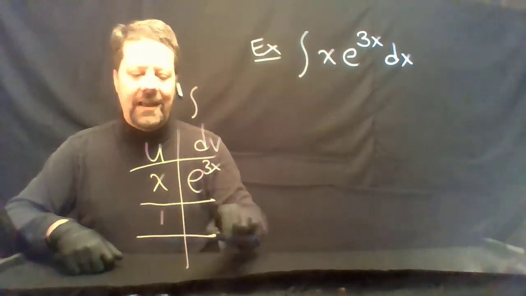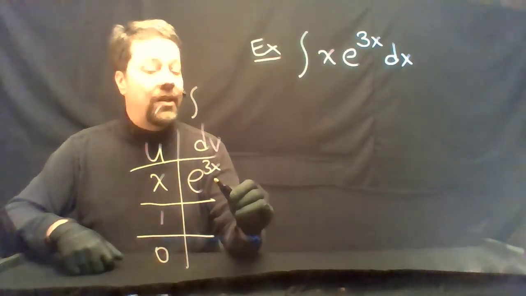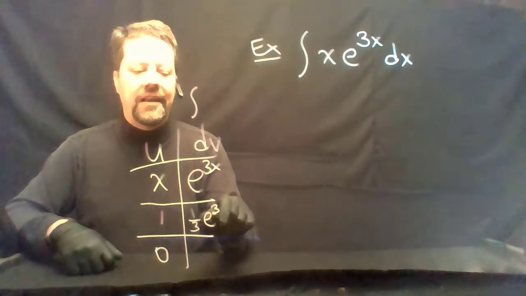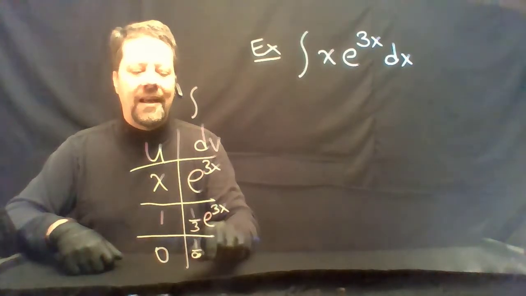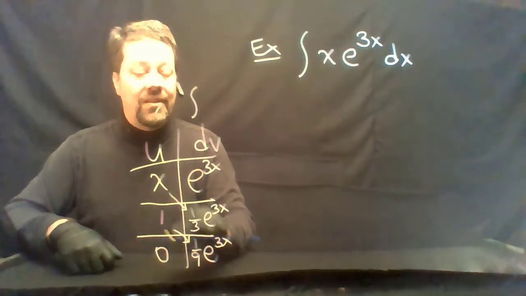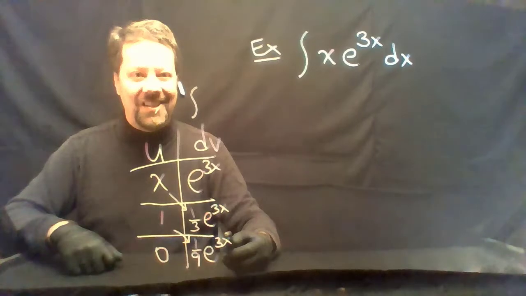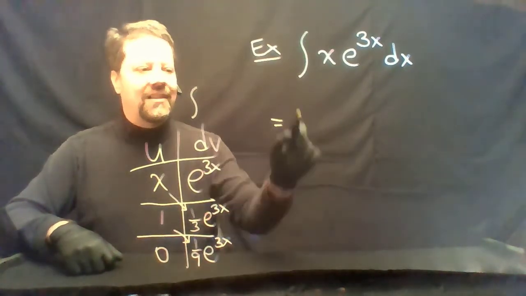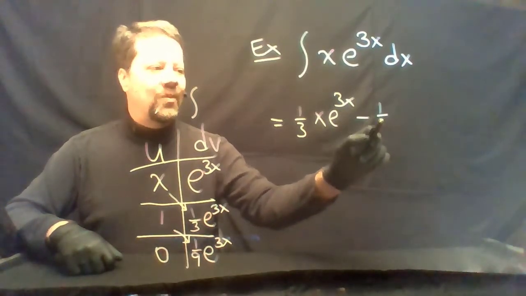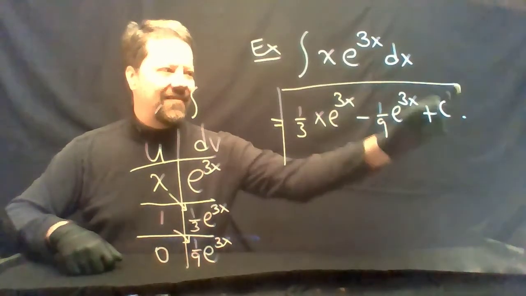So we get 1 and 0 down the first column. Down the second column, we're integrating, not differentiating. So it's going to be 1/3 e to the 3x, and then 1/9 e to the 3x. You know I'm going to give you something like this on the exam, so you better study this and pay attention. We're going to get 1/3 x e to the 3x minus 1/9 e to the 3x plus c.